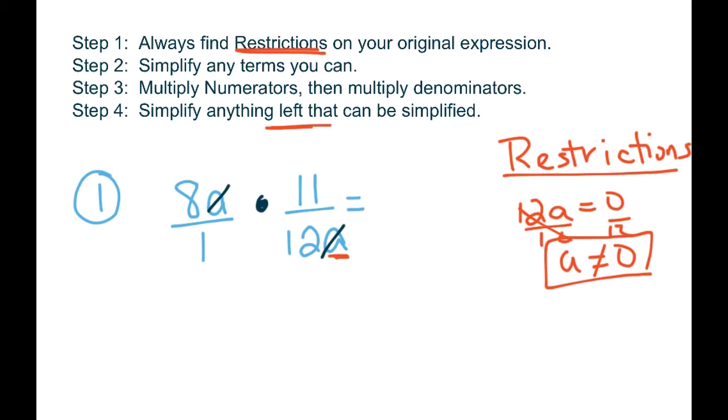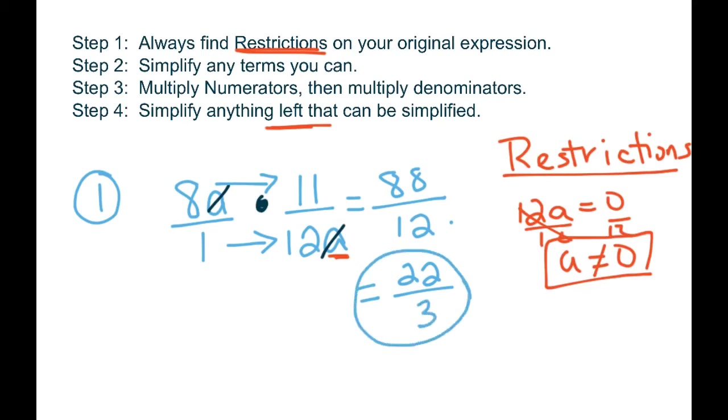So we're going to do equals 8 times 11 is 88. 1 times 12 is 12. Now, both of these are even numbers, so I know at minimum I could divide a 2 into both of them. The reality is I can divide 4 into both of them. So 88 divided by 4 is 22, and 12 divided by 4 is 3. And here's my answer. So here's my restriction, and here's my answer. And we've multiplied our first 2 rational expressions.